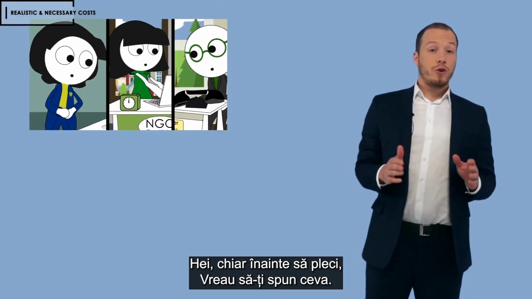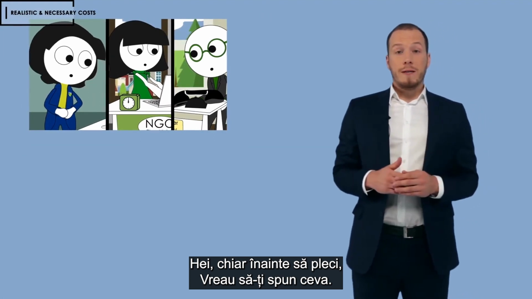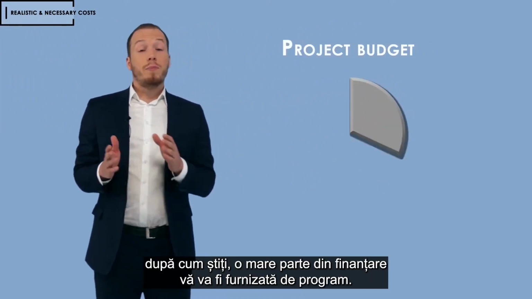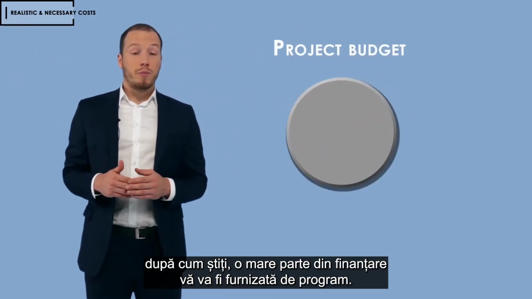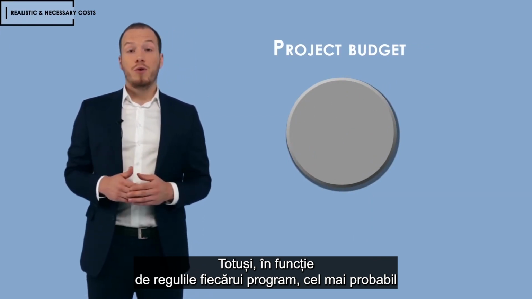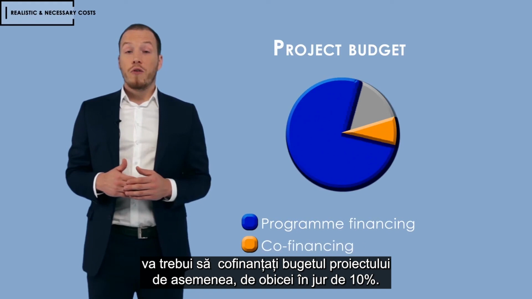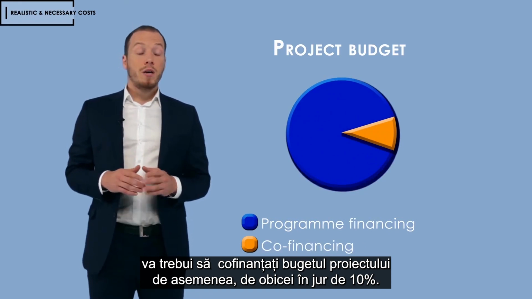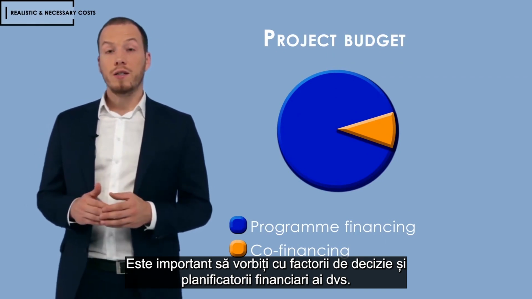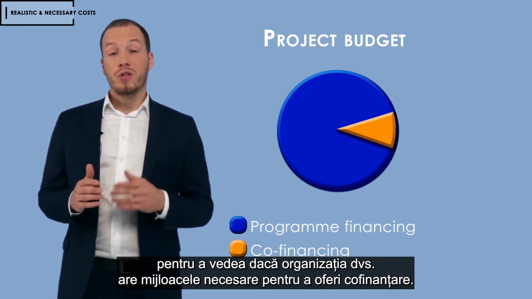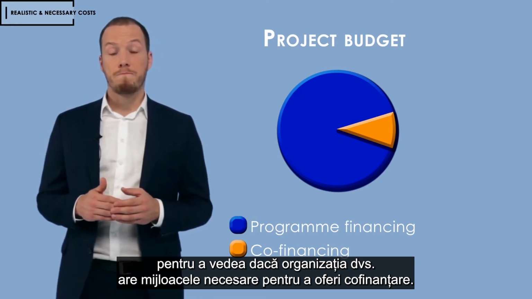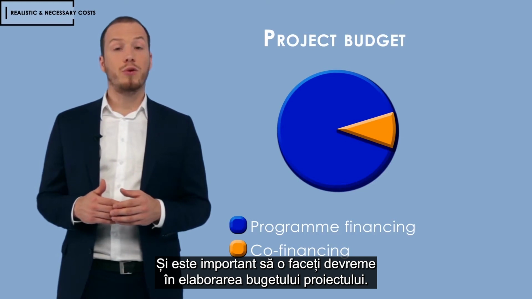Hey, just before you go, I want to tell you something. If your project will be approved, as you know, a big part of the funding will be provided to you by the program. However, depending on the rules of each program, most likely you will have to co-finance your project budget as well, usually around 10%. It is important that you talk with your financial planners and decision makers to see whether your organization actually has the means to provide co-financing. And it's important to do it early in the project budget development.